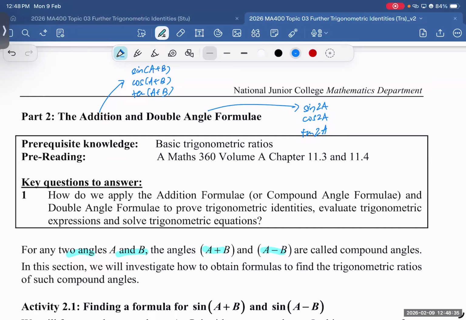Cosine is a naughty boy. So cosine, if you give it a plus, it will give you a minus. If you give it a minus, it will give you a plus. See, okay?